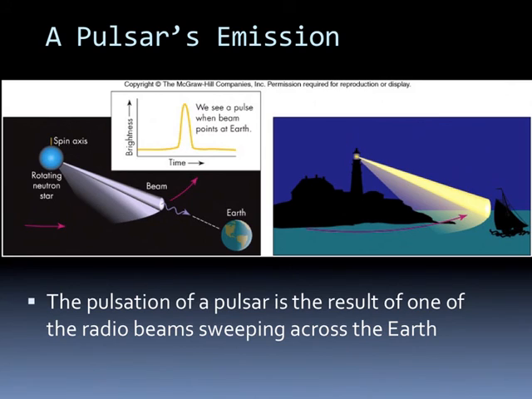Then the pulsation of a pulsar is a result of one of the radio beams sweeping across the Earth. Just like a lighthouse, the light is always going as it comes around. You only see it on a ship as it goes around. A pulsar is sending material out, but we only see it as it rotates around and the beam is pointing towards Earth.